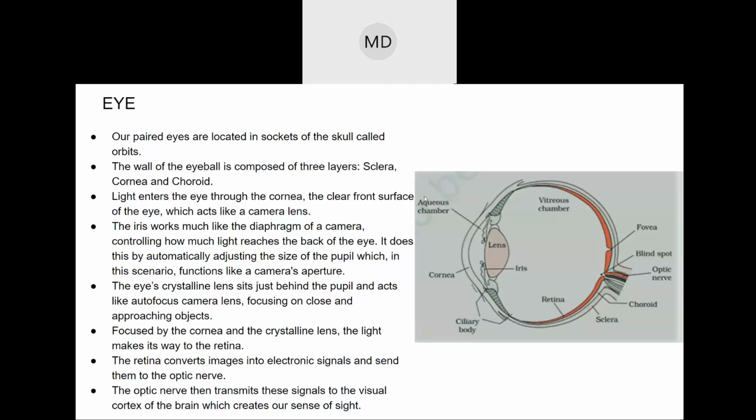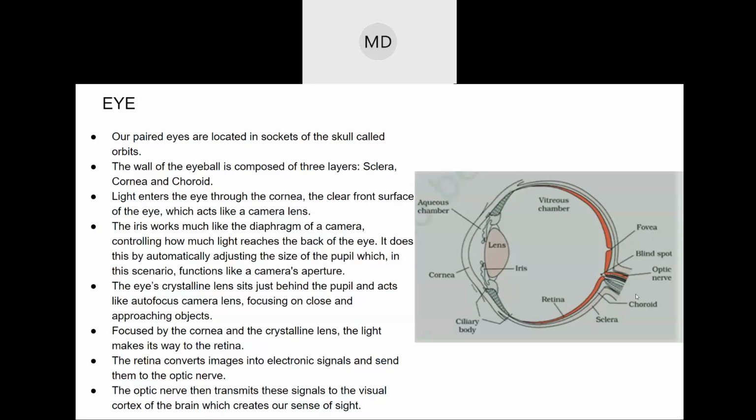This aqueous chamber is there in between. Aqueous chamber means there is a fluid filled chamber. Aqueous means liquid, okay? Then this is the vitreous chamber, this is the aqueous chamber. Then there are ciliary bodies on both sides, this one and this one, for your labeling purpose. This inward thing is the fovea. Then there is a blind spot, okay? And this one is choroid, this one is sclera.